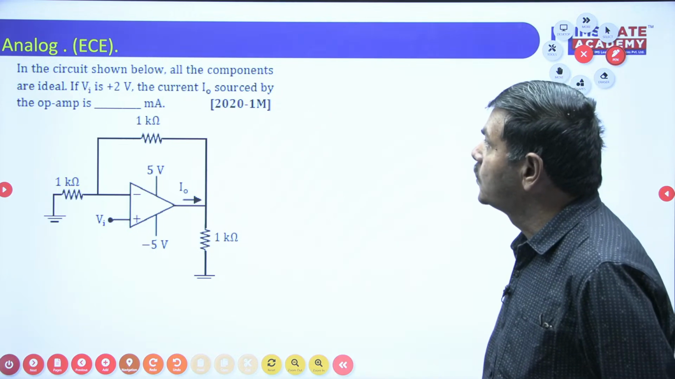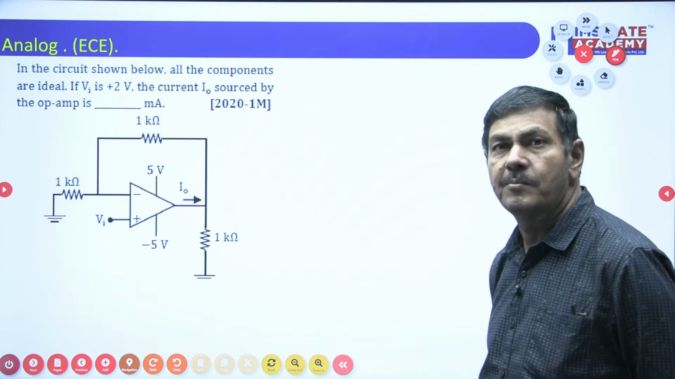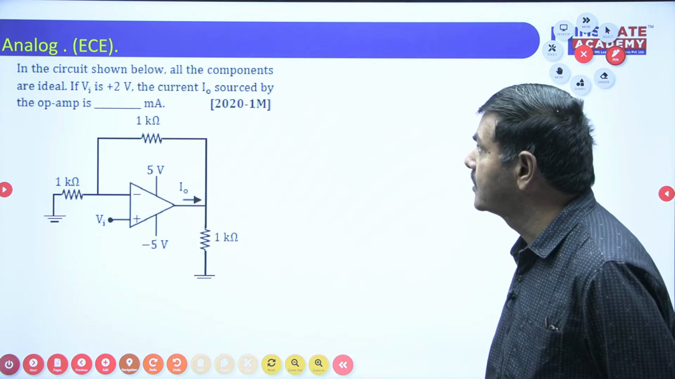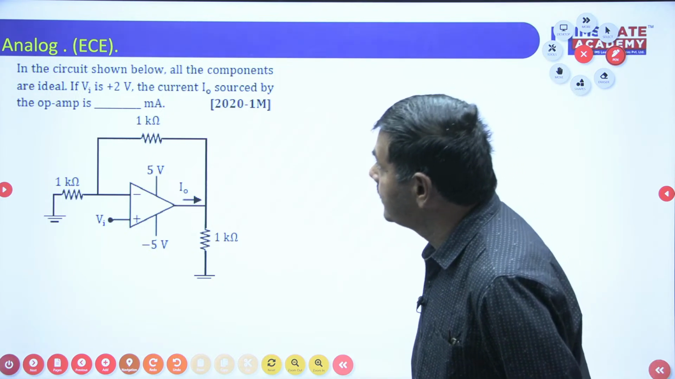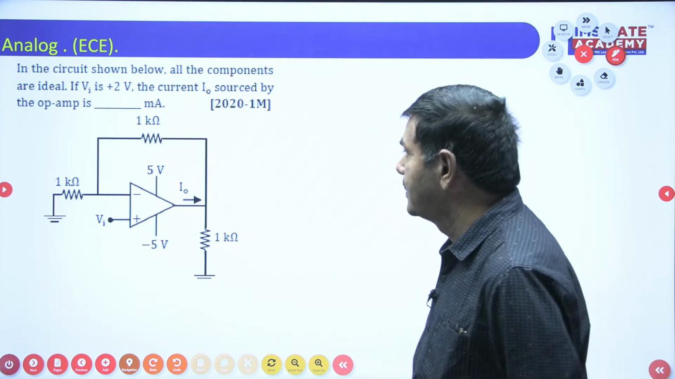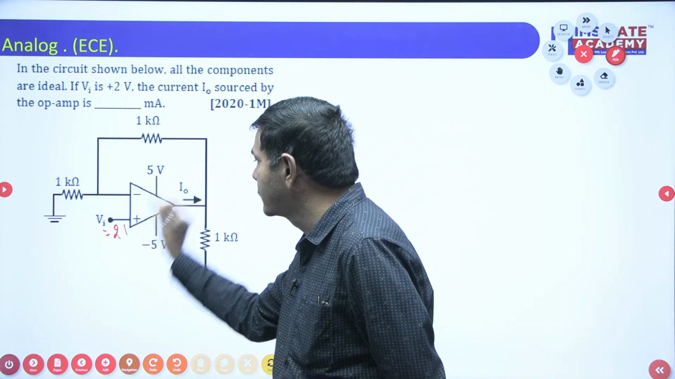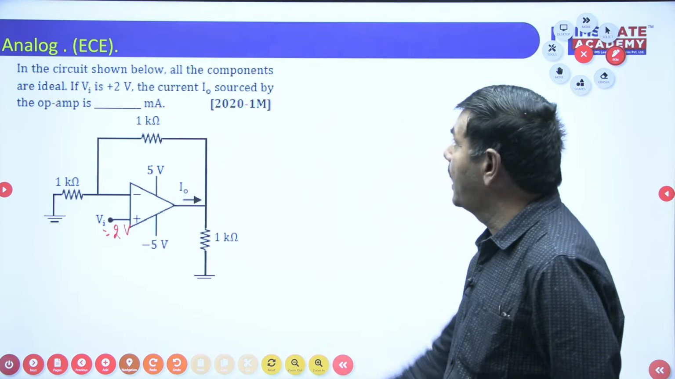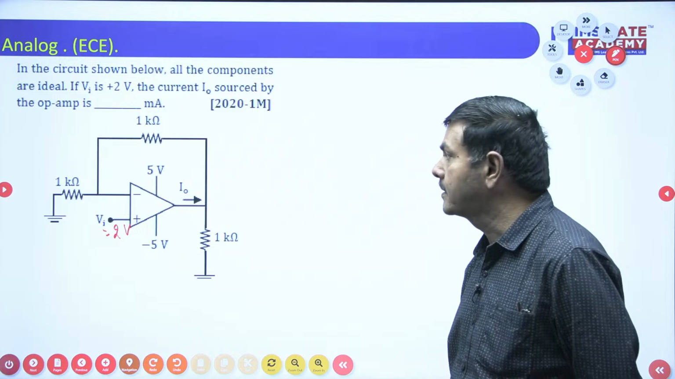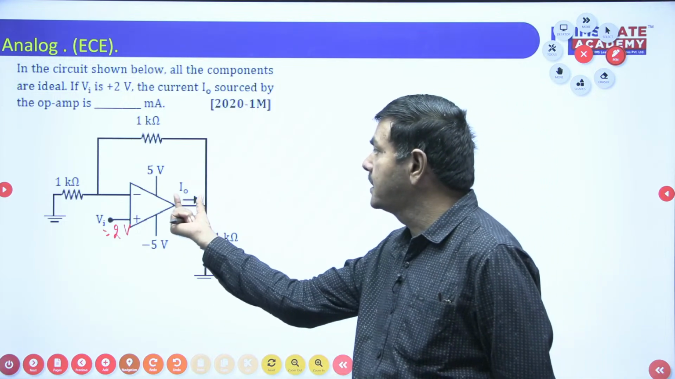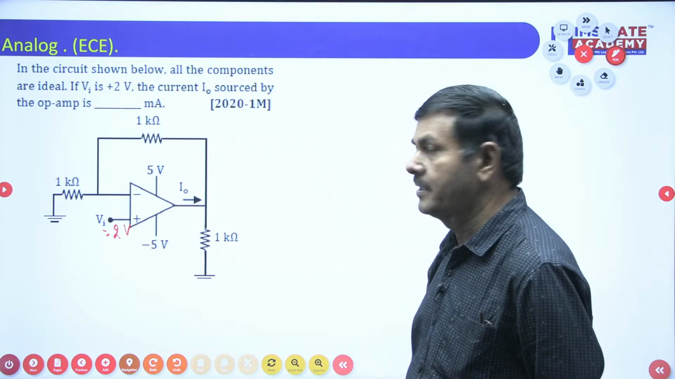In the circuit shown below, all the components are ideal. All the components means here the op amp is to be considered as ideal only. If Vi is 2 volts, this voltage is given as 2 volts only. The current I0 sourced by the op amp is dash milliamperes. It is asking to measure this I0. That current is required in milliamperes only.